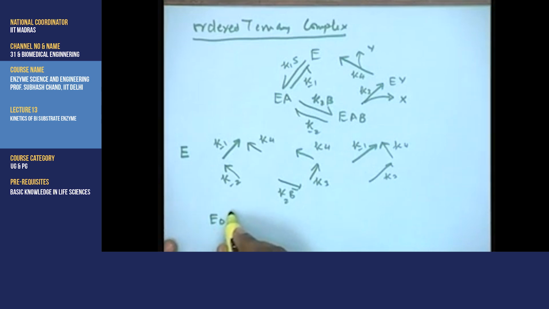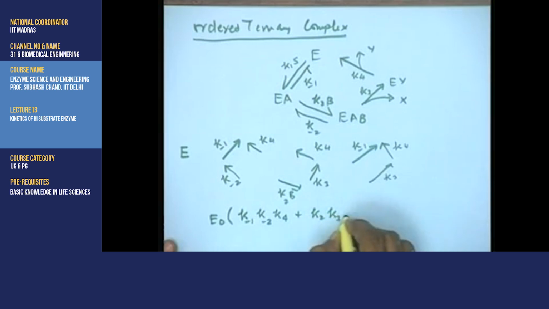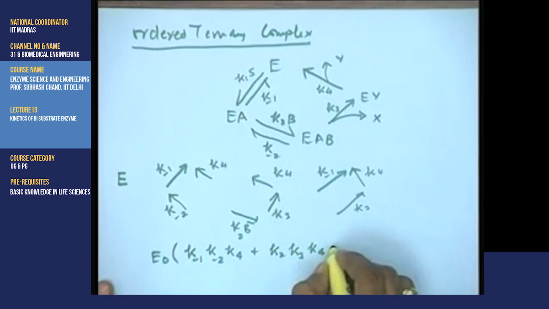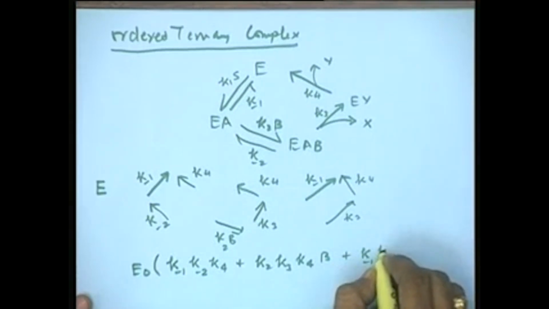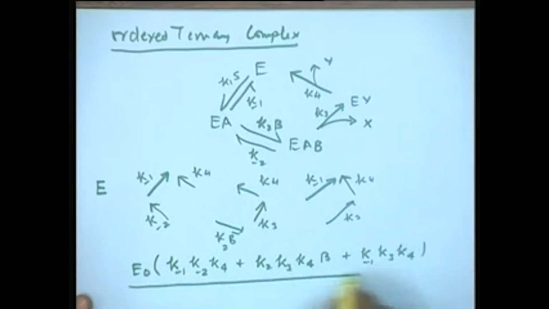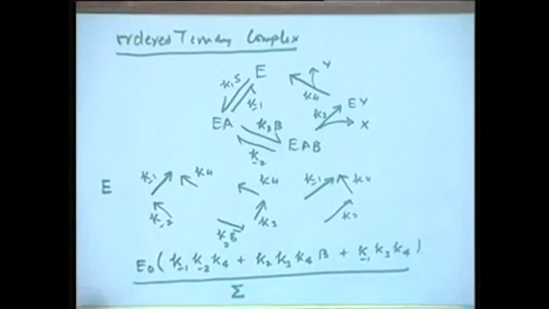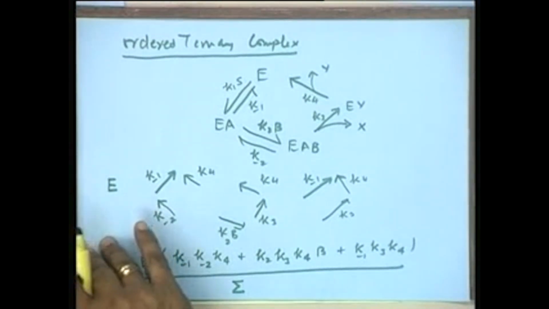So, writing for the concentration of E, it will be E naught into K minus 1, K minus 2, K4 plus K2 K3 K4 into B plus K minus 1 K3 K4, whole divided by sigma. So, the concentration of E will be given by this factor.